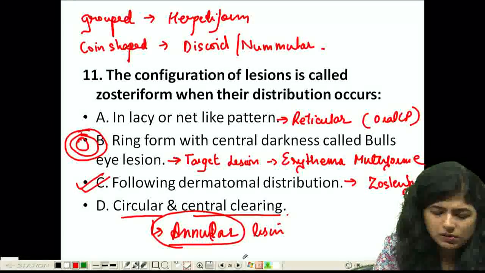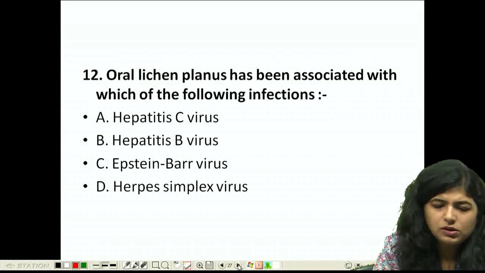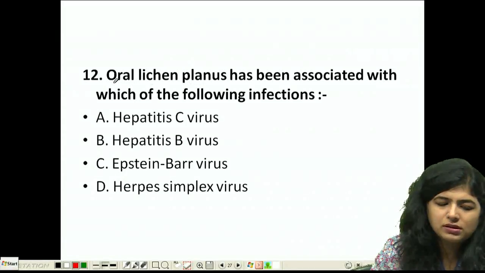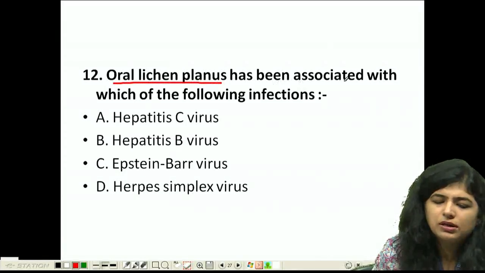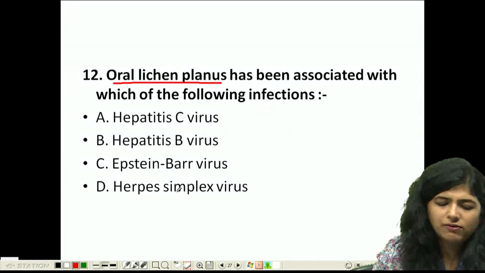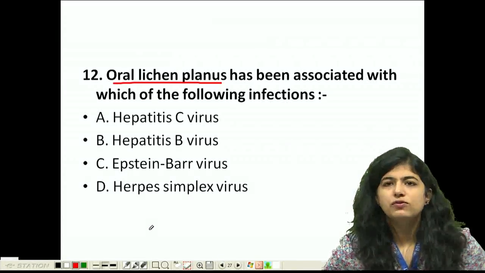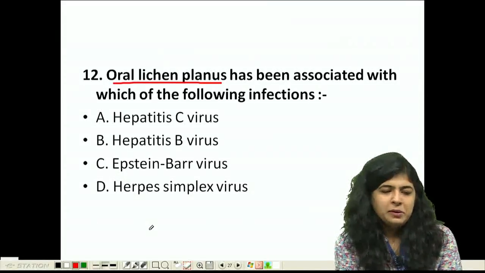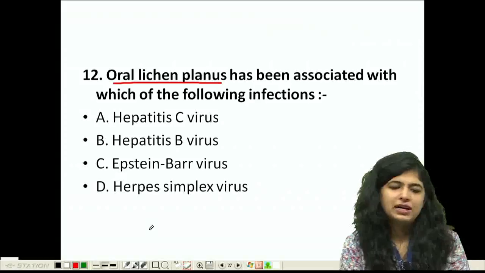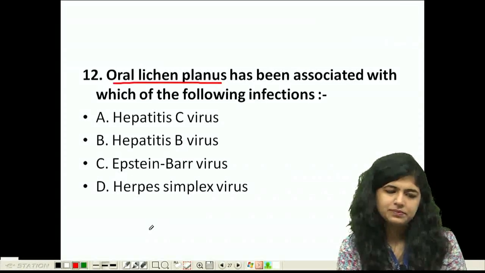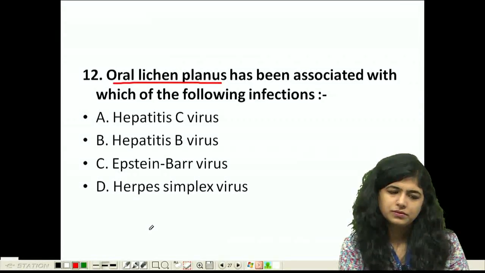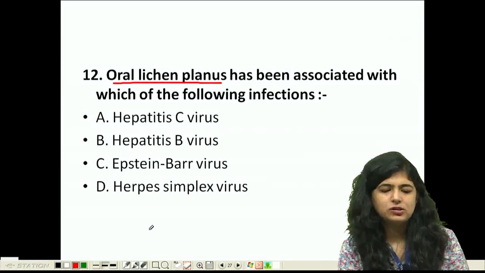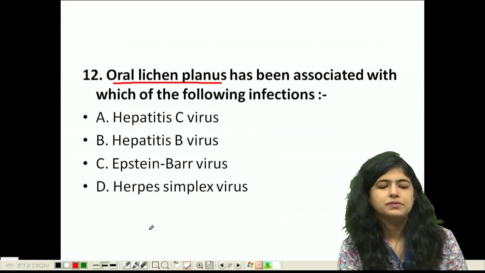Should I move to the next one? Oh wow, next is also on the one that we just studied. Oral lichen planus is the typical reticular lesion. Associated with which of the following infections? Tell me, which of the following tells you that the patient has a risk of lichen planus developing? Hep C, Hep B, EBV, HSV. Which of these?